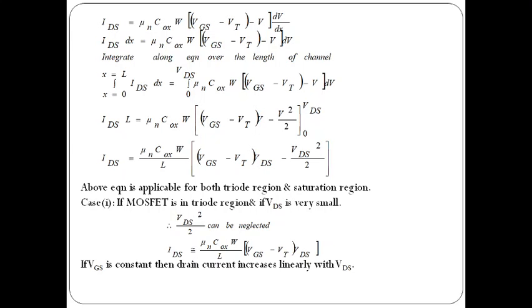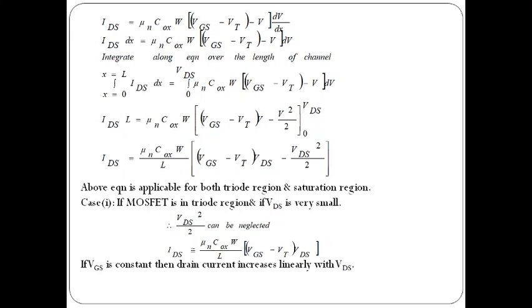So to get the total current along the channel length, we need to integrate along the length of the channel. The length of the channel is L, so we are integrating with limits from 0 to L. And the channel voltage is also varying from VDS to 0, from drain to source, so it is also integrated from 0 to VDS. So by integrating this equation, we can write integration of x from 0 to L of IDS dx equals to integration from 0 to VDS of mu n Cox W (VGS minus VT minus V) dV.